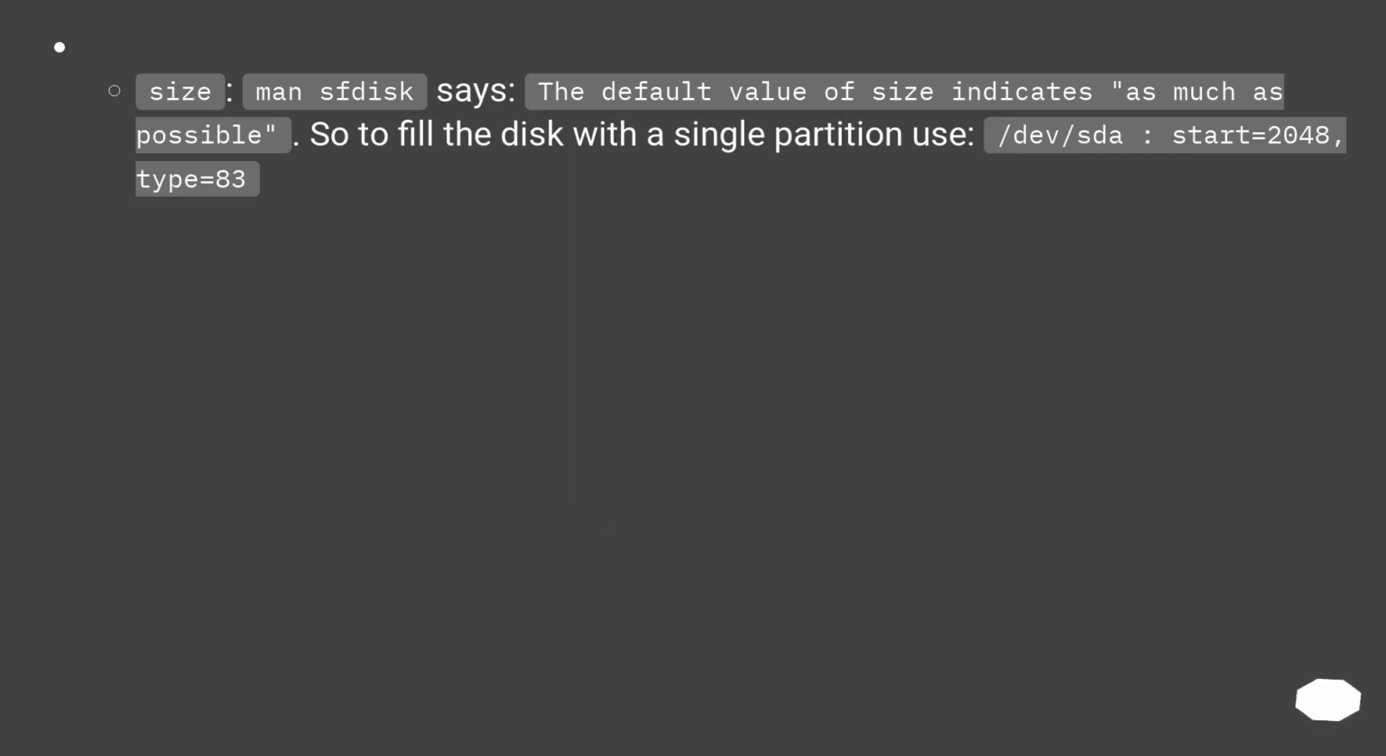Size. man sfdisk says the default value of size indicates as much as possible. So to fill the disk with a single partition use /dev/sda: start=2048, type=83. Type, the magic byte stored on the boot sector for each partition entry. Possible values are at this URL. In this example we observe.